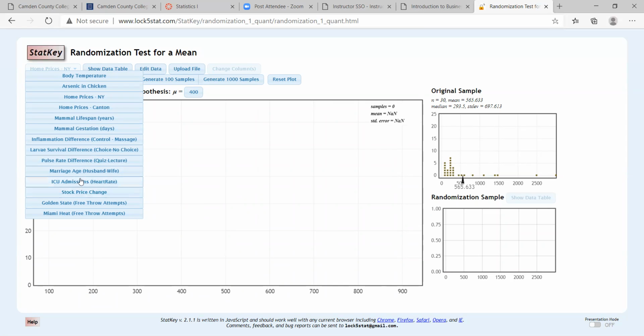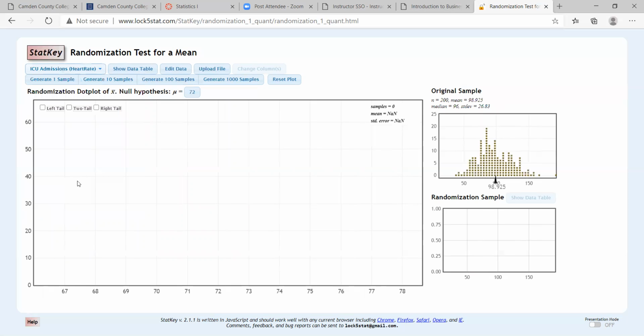All right, pulse rate, marriage age, husband, wife. How about heart rate? Let's look at heart rate. 200 people with their heart rates, all right? The mean heart rate, 98.925. Maybe this is heart rate for ICU admissions, all right? So somebody's having some heart issue, racing heart, right? So some people are having 140, 150, 170 for the heart rate. Not great if you're not exercising. All right, so suppose the mean is 72.